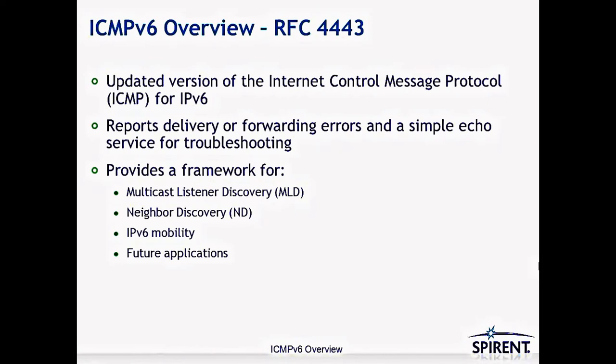ICMPv6, Internet Control Message Protocol for IP version 6, is covered in RFC 4443. It's an updated version of the Internet Control Message Protocol for IPv6. It reports on delivery or forwarding errors and provides a simple echo message service for troubleshooting, in other words, ping. It also provides a framework for a number of other control plane protocols for IPv6, including Multicast Listener Discovery, Neighbor Discovery, IPv6 mobility applications, and a range of future applications as well. It is the control plane for IP version 6.